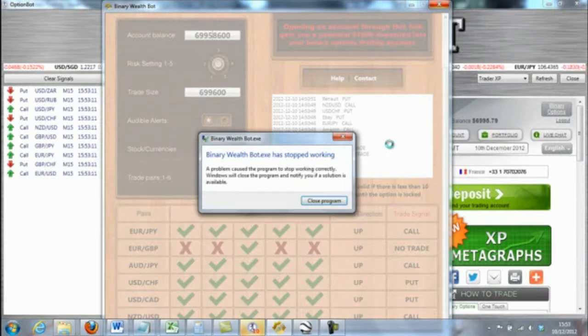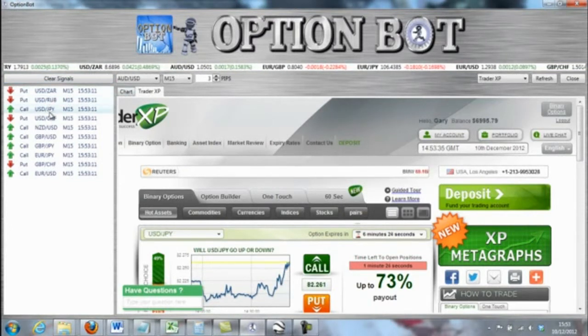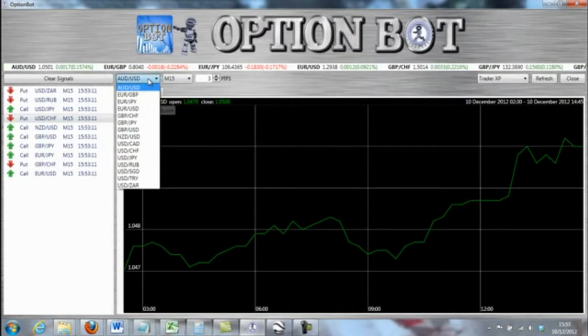So going to the account balance, I'm trading within OptionBot, and I'm going to enter my balance. So I've got, let's see what it says, 6995.79. Oh, and it stopped working. Oh, okay. Well, that's not a really good start. I've had to close the program. Okay, well, that kind of rules out them.